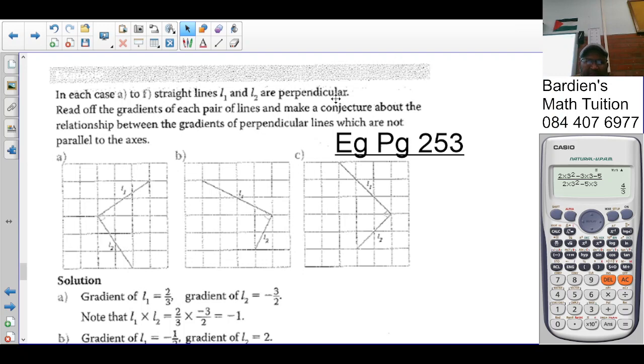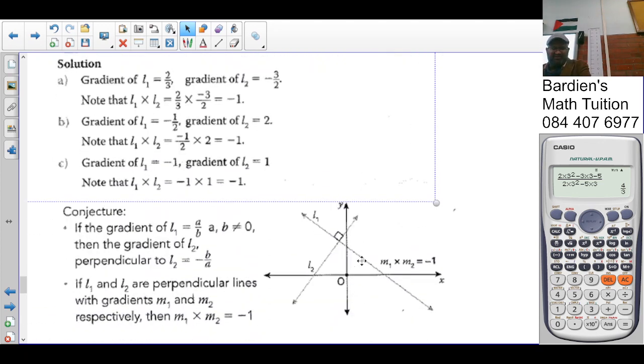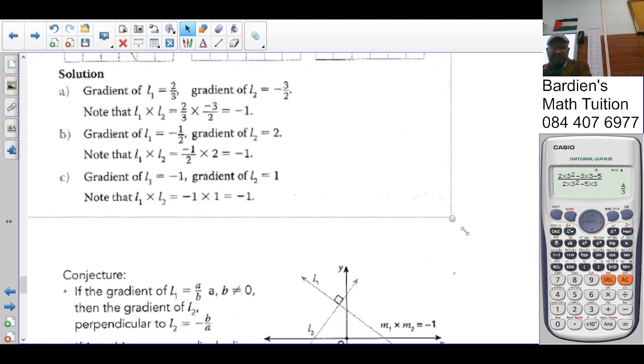Read off the gradient of each pair of lines and make a conjecture. Now, conjecture is your findings basically. Oh, sorry. I froze the board but didn't unfreeze it. About the relationship between the gradients of perpendicular lines that are not parallel to the axis. So if you take this into account, I'll just make this a bit bigger.